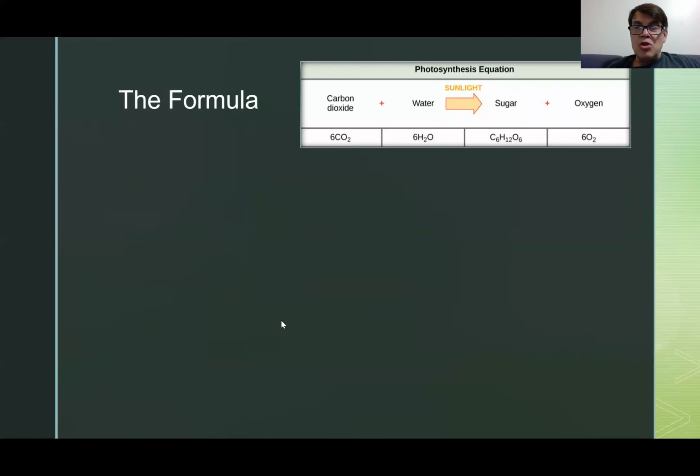Okay, so here's the formula. Can I move that out of the way? I don't know how that works on the recording. Somebody tell me. The formula looks simple enough. You get a little carbon dioxide, add water, sunlight, and then you get the sugar, the carbohydrate, and oxygen. Looks like a nice little process, doesn't it?